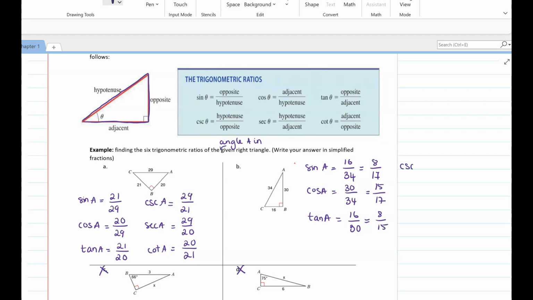Cosecant of A is the reciprocal of sine of A. Secant of A is the reciprocal of cosine of A. And cotangent of A is the reciprocal of tangent of A.